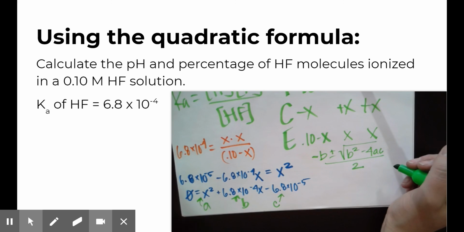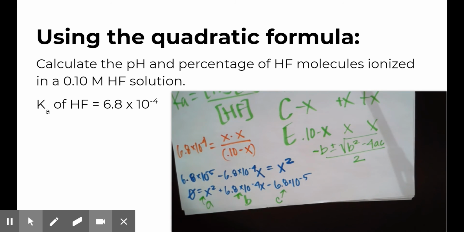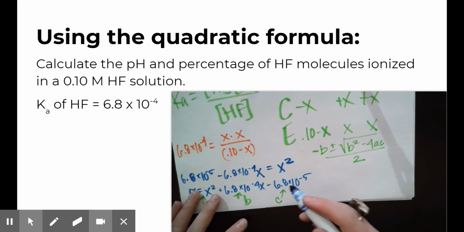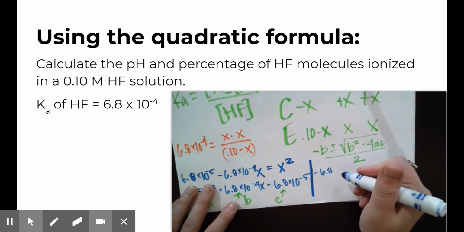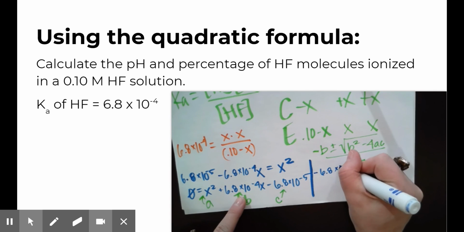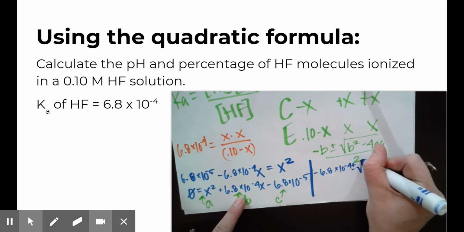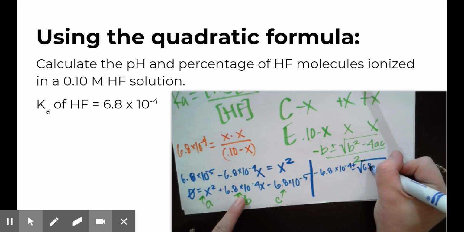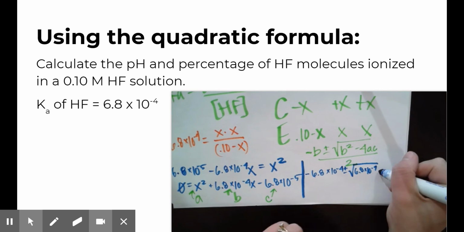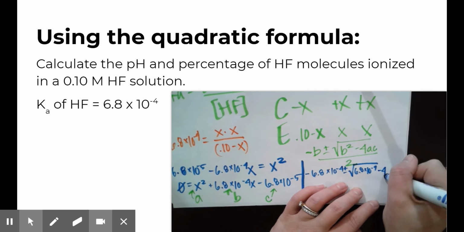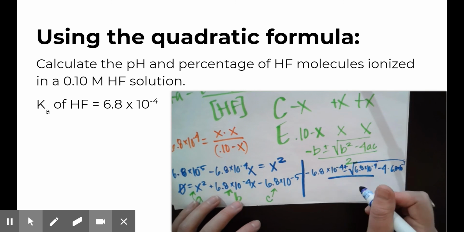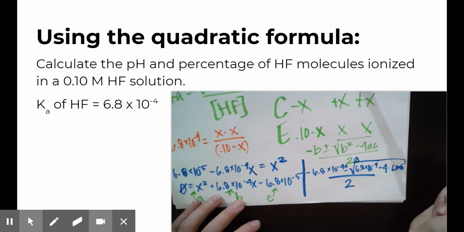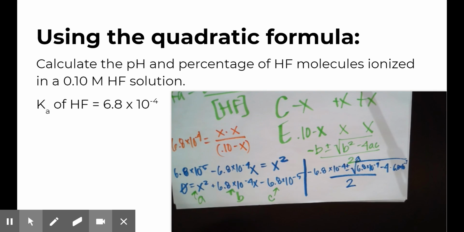Okay. So we have this all set up. So we just need to plug these things in, right? So opposite of B is going to be negative 6.8. Here's B. Opposite of B, 6.8 times 10 to the negative 4, plus or minus the square root of B squared, 6.8 times 10 to the negative 4th squared, minus 4. A is 1, so we just need to multiply by C, 6.8 times 10 to the negative 5th. Oh, I'm running out of room. Okay, all over 2A, but A is 1, so it's just 2. Okay, so there we go.